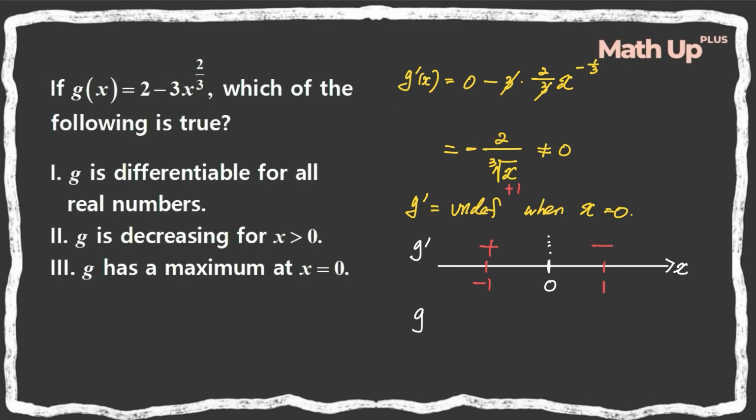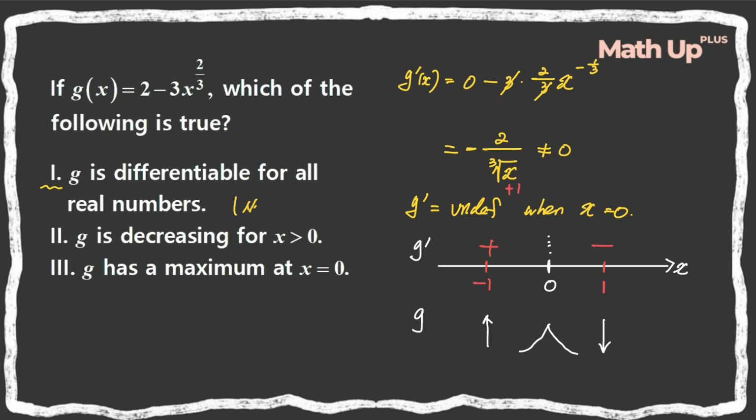So the graph of g increases in this interval and decreases in this interval. Well, the graph of g actually looks like that. Remember, when x is 0, g prime is undefined. If we substitute 0 here, that is undefined, which means that the slope doesn't exist. But since the sign of g prime changes from positive to negative, the graph of g has a relative maximum at this point. So if we look at this statement again, g is differentiable for all real numbers.